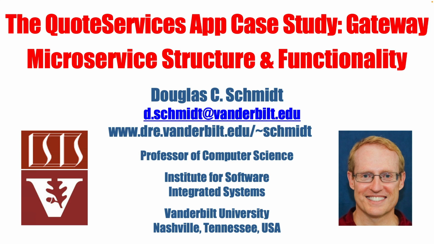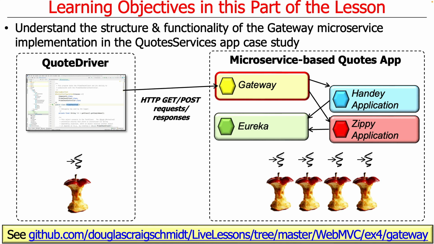So let's start talking now about the gateway microservice that we're defining for this example, for the QuoteServices App case study, and talk about its structure and functionality. And we'll talk about it first at a high level, and then we'll dive later into the source code and see how it's implemented. So you can see here its role.